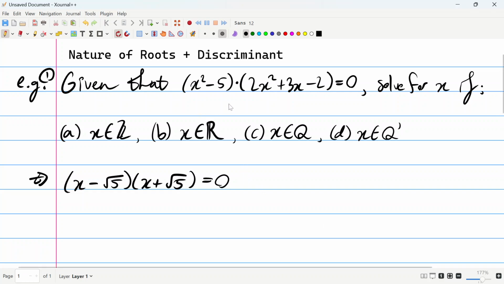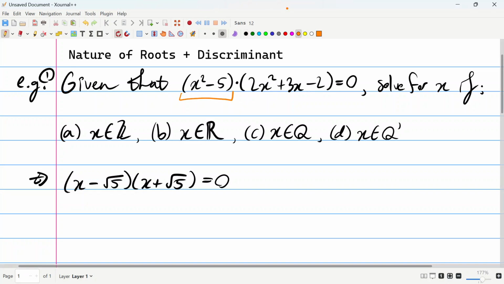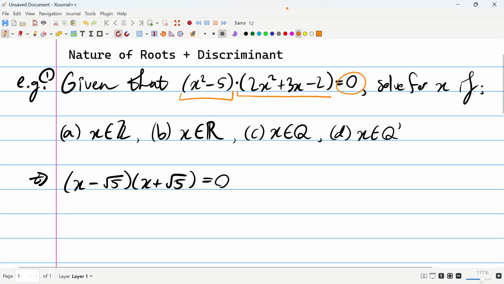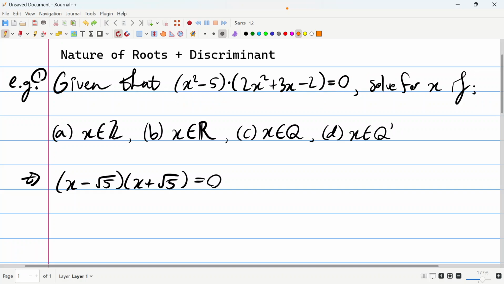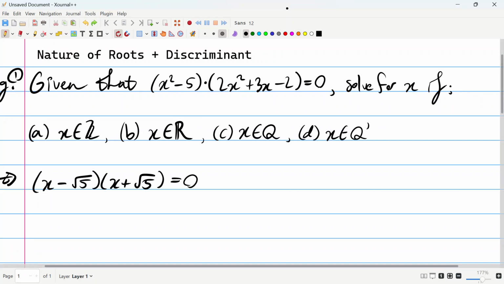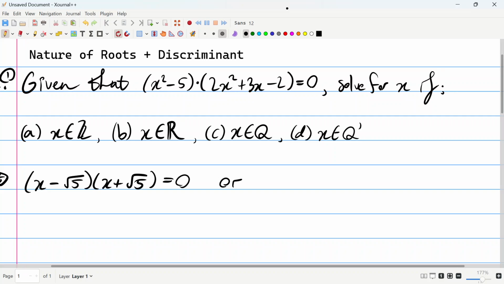One thing that we can do is work with the brackets one by one, okay, because notice what I'm doing is I'm taking x squared minus 5 and equating it to 0, then we can take this and then equate it to 0. But how do we notate that? Well, if you want to notate it in that way, you can say or, and then you deal with it from there, right?